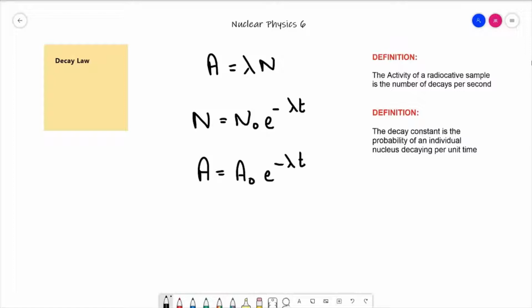And then finally we looked at the equation that linked half-life, T half, and the decay constant, which was T half is natural log of 2 divided by the decay constant.